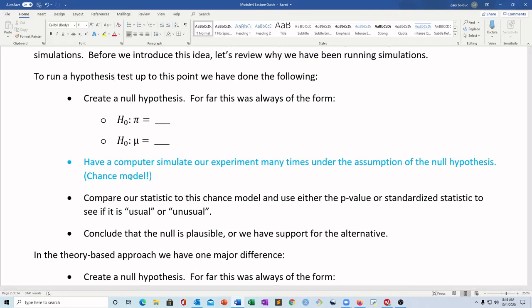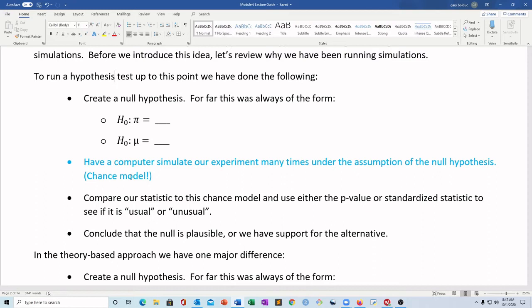Then what did we do? Well, early in the class, we took our statistic, like Buzz and Doris's 15 out of 16 or whatever we were looking at, and we looked at the picture and said, does my statistic fit? Is it usual? Or no, it's unusual. It's far away from the middle. It doesn't seem to fit.